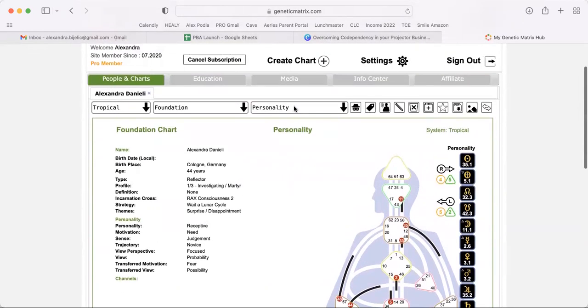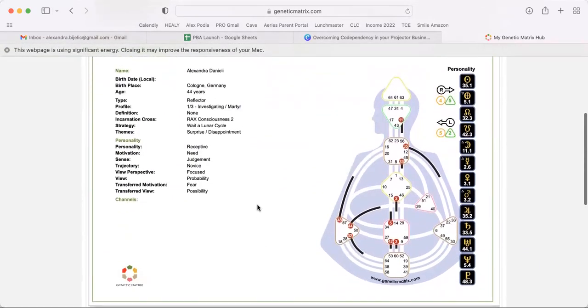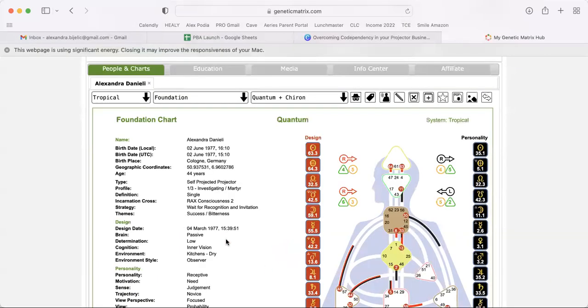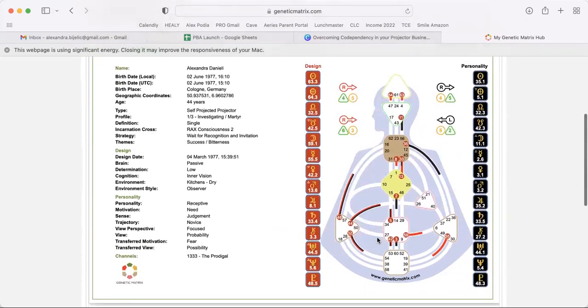So this is it for now. You can see in my soul side, I'm a reflector, which I feel very much when I put my intention on that. I'm very much a soul mirror for my clients. I love that. And in my body side, I'm a self-projected projector because the red 13 and 33 connect as a channel. So this is just a little nugget on the side.